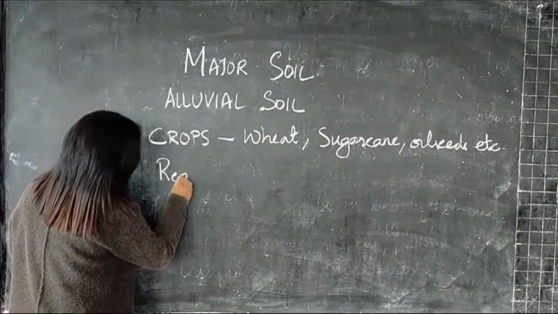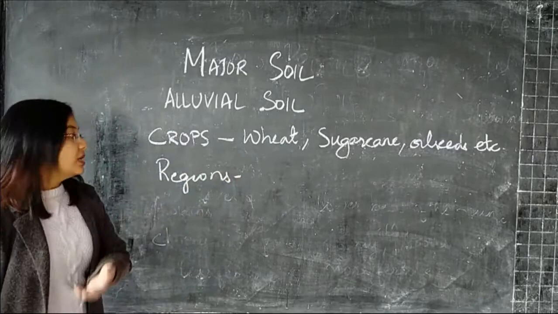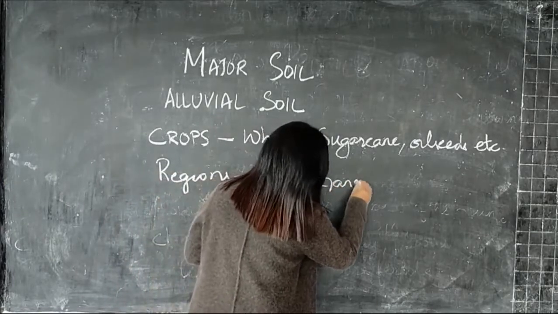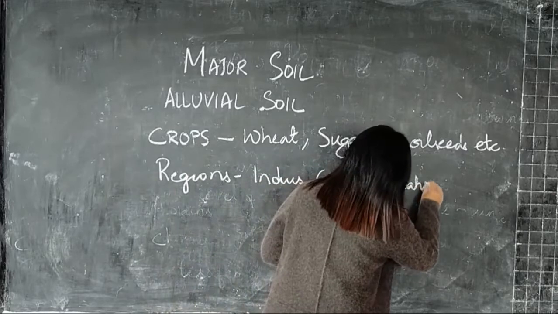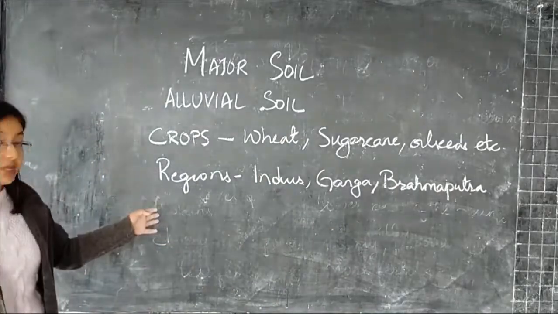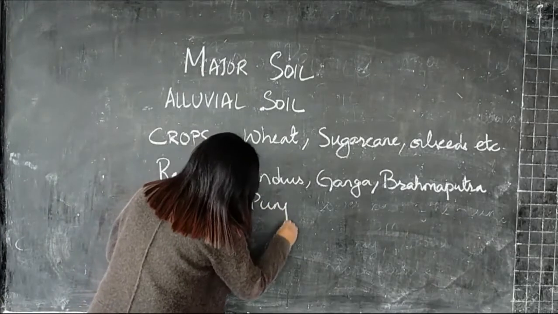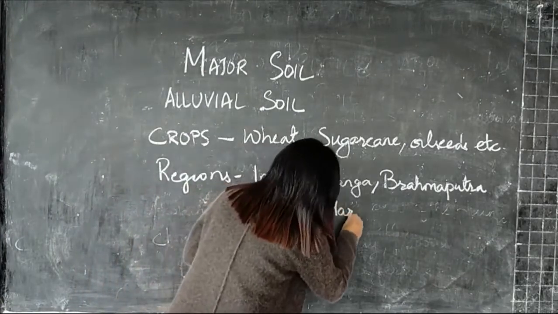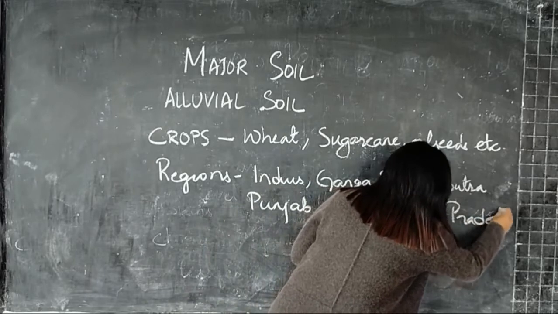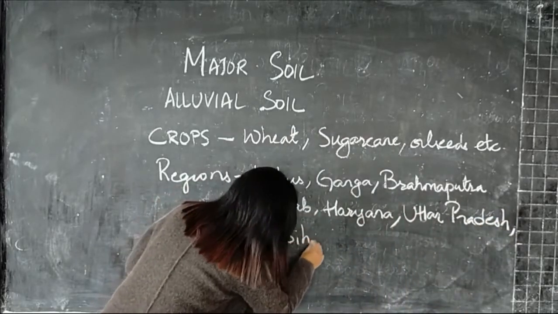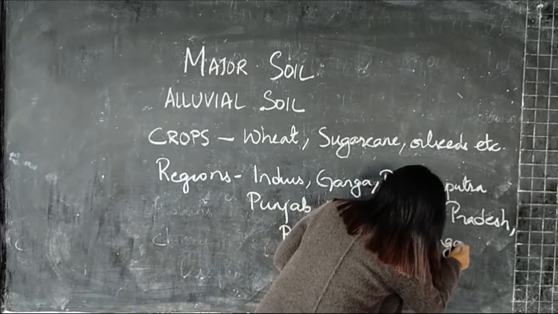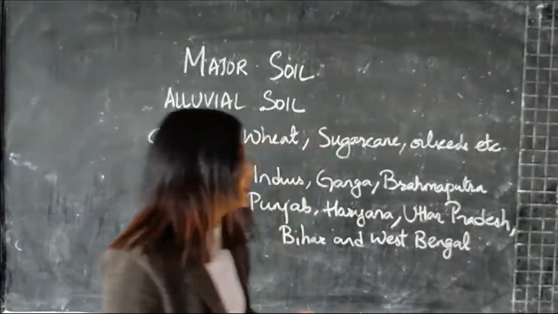Now let us talk about the regions. Where do we find the alluvial soil? Alluvial soil is mostly found in the Indus, Ganga, Brahmaputra region. Other than that, it is also found in many states such as Punjab, Haryana, Uttar Pradesh, Bihar and West Bengal.